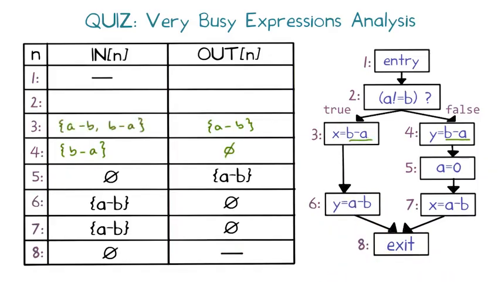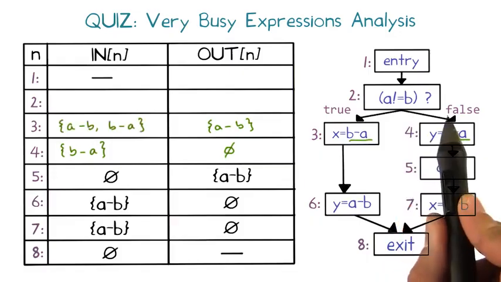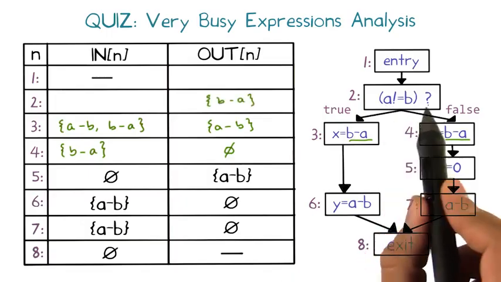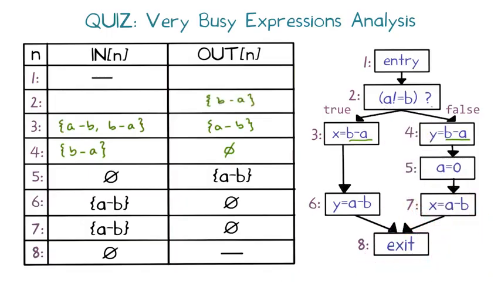Now for program point 2, we have two different successors that we must use to determine our out set. We need to make sure that any expression we set as very busy is such for all execution paths. Thus we take the intersection of program point 3 and 4's in sets, and this gives us just b minus a. Since this is a condition statement, we don't kill nor generate any expressions.